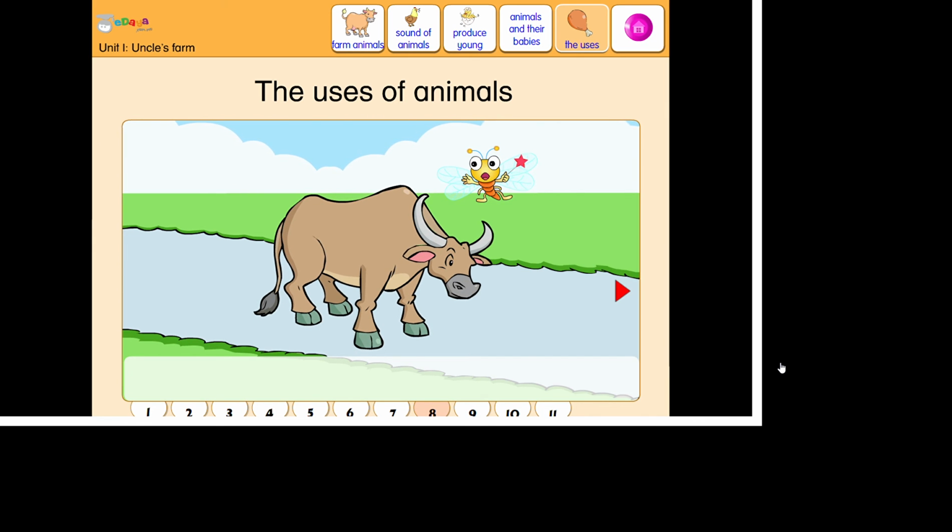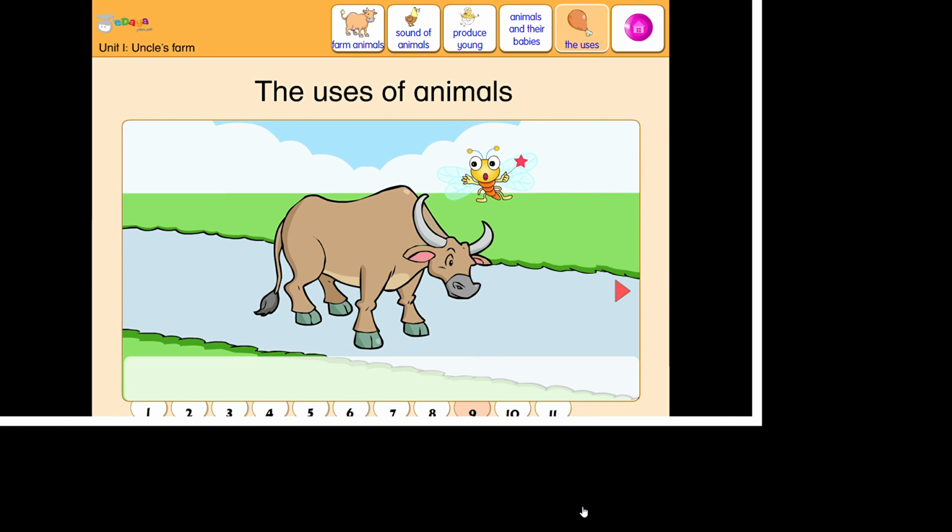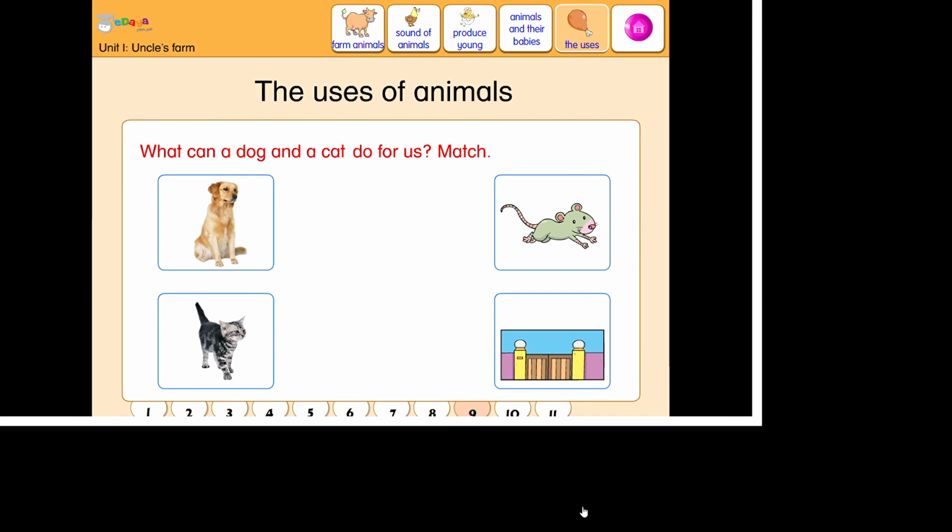In what way can a buffalo help a farmer? A buffalo can help a farmer plow the field. What can a dog and a cat do for us? Match. Okay, a dog can help us to guard our house at night. The cat helps to catch the mice.